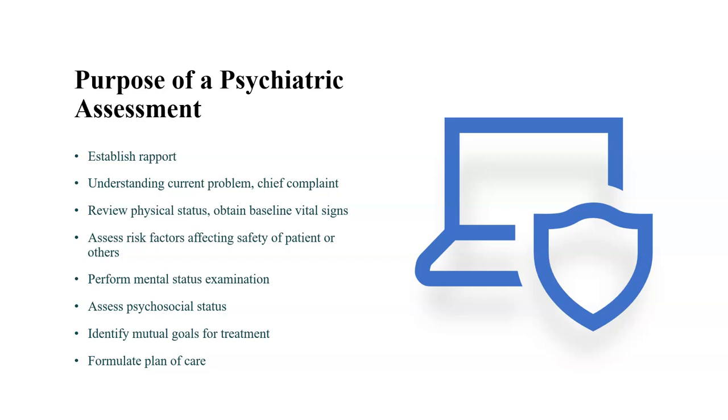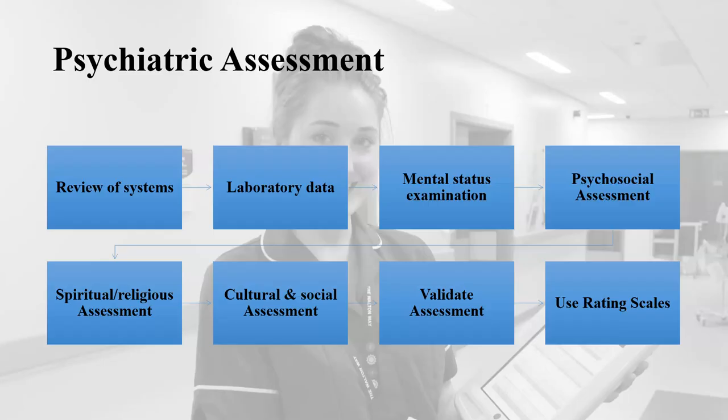Even in mental health, we always still have to do that physical status, the baseline vitals. Risk factors: are they that older white male who has access to a weapon? Our mental status exam we're going to talk about, that is the psychiatric head to toe. Psychosocial and legal problems, problems with family, problems with housing. Identify goals and get what is going to be our plan of care. So again, this goes through that in kind of a same but different way.